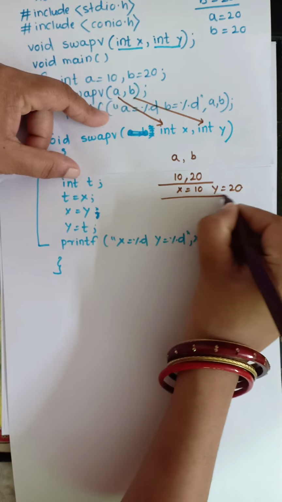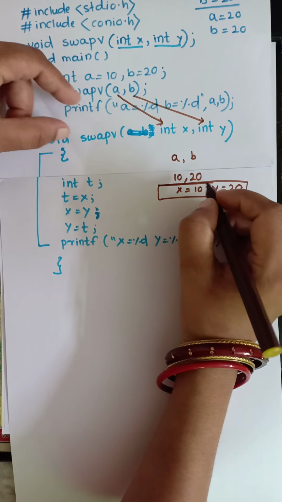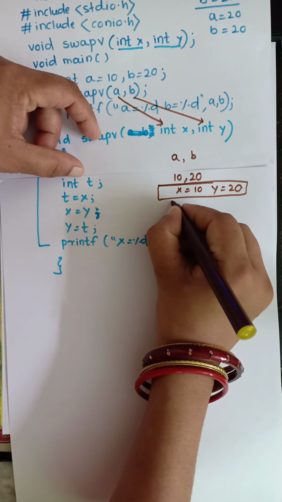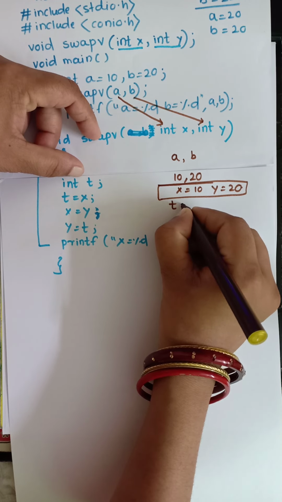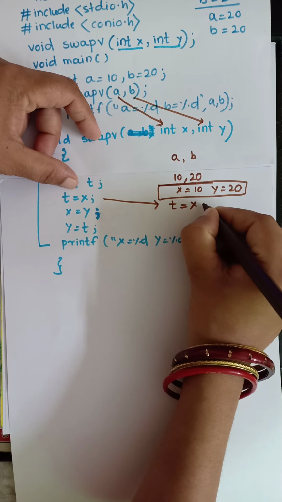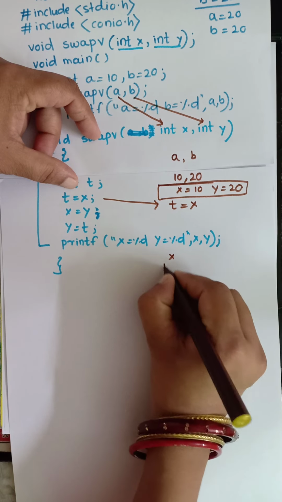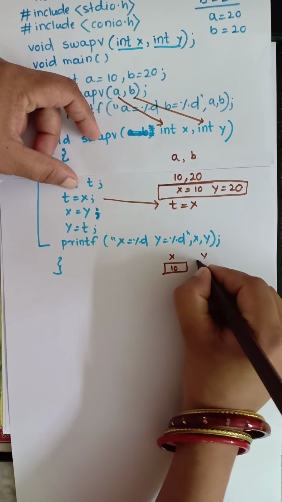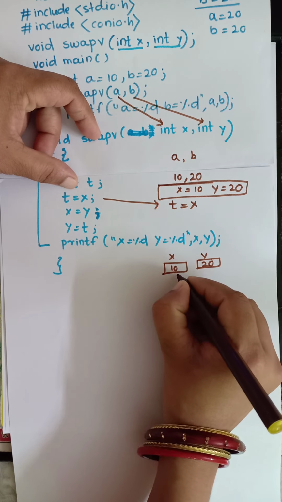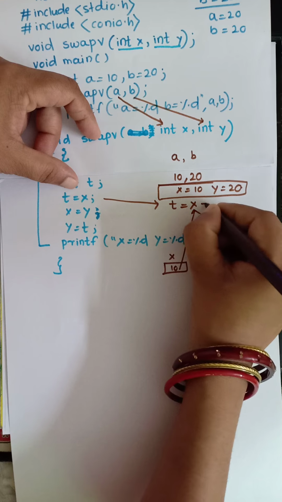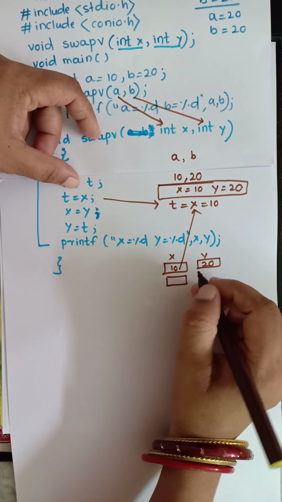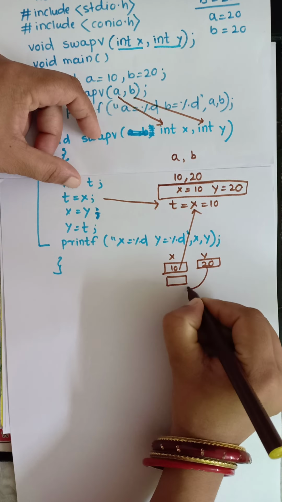Now we are going to interchange the x and y values inside this function. How do I exchange the values? For that I use another variable, t. In the first line I write t equals x. Now look here, 10 is in the x place and 20 is present in the y place. Now t equals 10, so this place is blank. Now there is no value here, so I can store the 20 value here.